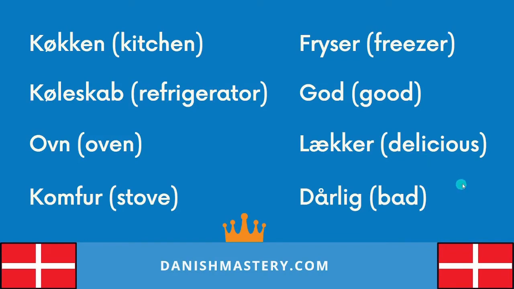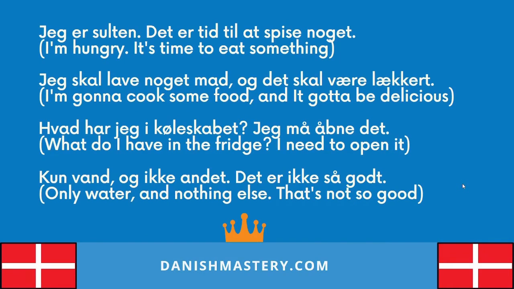Oh yeah. Now, here we have some examples, and I tried to make the text sort of coherent, like there's some connection between them. Not all the time, but I tried. So let's see. Jeg er sulten. Det er tid til at spise noget. Jeg skal lave noget mad, og det skal være lækkert. Hvad har jeg i køleskabet? Jeg må åbne det. Kun vand og ikke andet. Det er ikke så godt. Alright, let's take a look here. Pronounce it again and translate it.